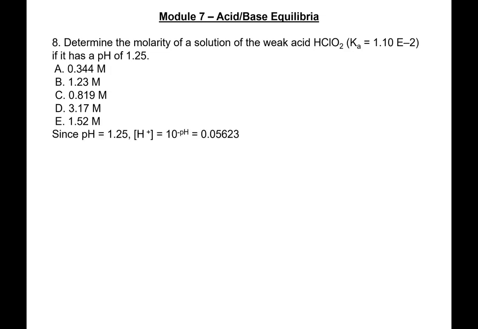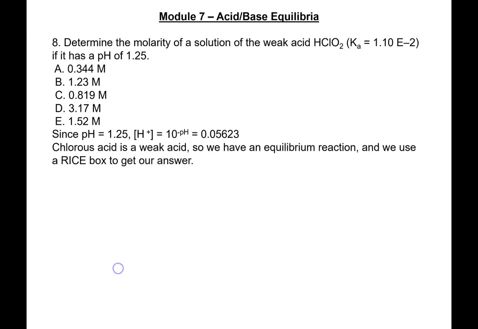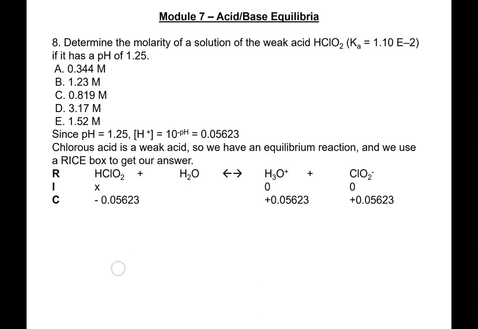Okay, since the pH is 1.25, which is fairly acidic, which makes sense because the Ka is pretty big, we know that H plus is just going to be 10 raised to the negative pH, which is 0.05623. Okay, now chlorous acid's a weak acid because it's not on our list of strong acids, and they give us a Ka. So we can write an equilibrium reaction and use a rice box. There's our reaction. Our initial conditions, X, 0, and 0.